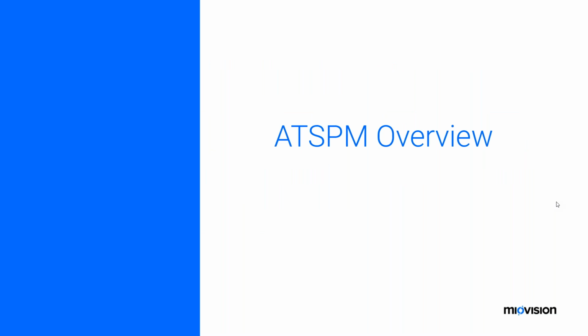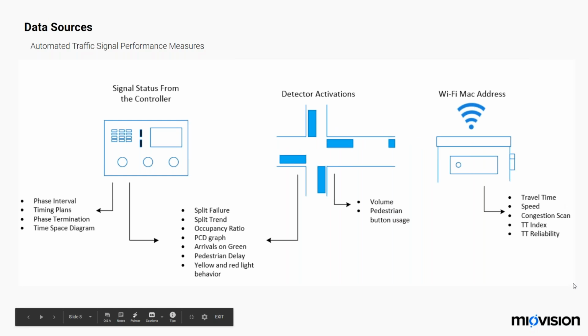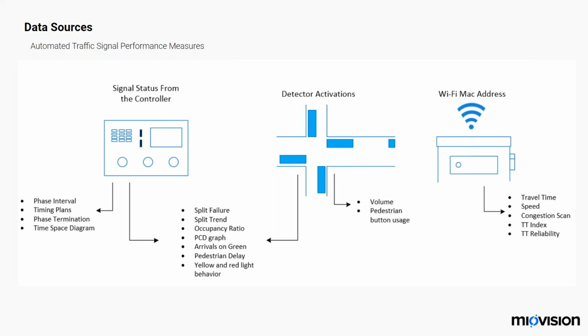So an ATSPM overview. Let's talk about what exists there today and where some of the data comes from. Many of you probably heard about automated traffic signal performance measures in the past. Many of you are probably using them, or maybe just asking, how do I use them? And that's why we're here today. But some foundational components to that is understanding where the data is coming from. There's 3 major elements to this. The first one being the traffic signal controller itself.